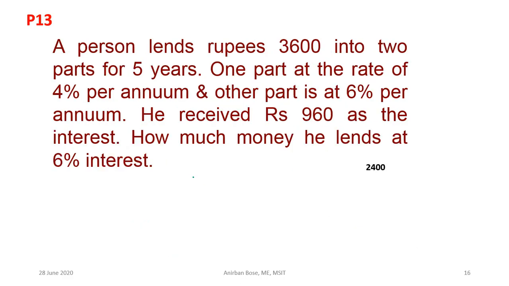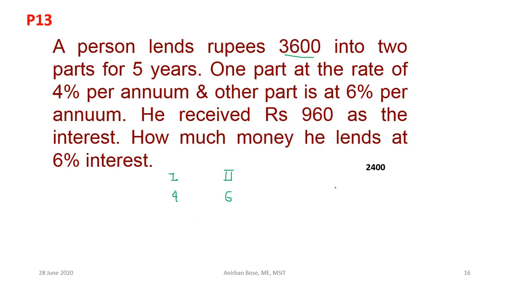Now a person lends rupees 3600 in 2 parts for 5 years. Okay, so one part at the rate of 4% per annum and another part at 6% per annum. He received rupees 960 as the interest. How much money did he lend at 6% interest? So there are two kinds of plans he went for. One is giving 4% interest, another one is giving 6% interest. So the total amount of 3600 he has divided into 2 parts.